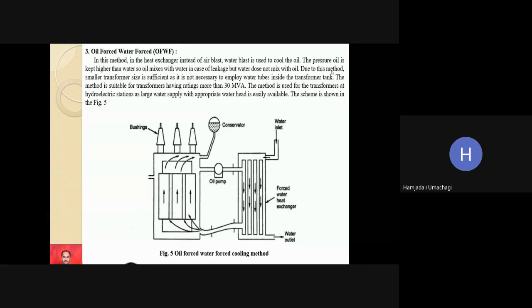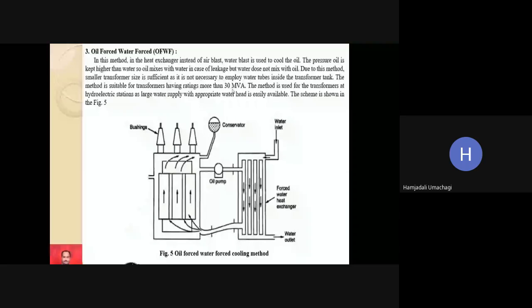Due to this method, smaller transformer size is sufficient, as it is not necessary to employ water tubes inside the transformer tank. So we keep the pressure of the oil higher than the pressure of the water, such that in case of the leakage of water, it should not mix with the oil. The method is suitable for transformers having ratings more than 30 MVA.